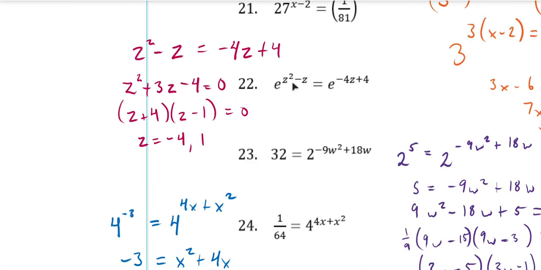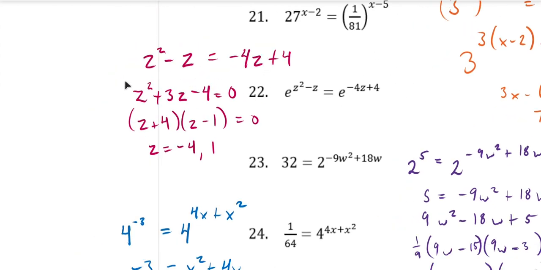For number 22, we have something in terms of z's, but since the bases are the same, we can just start by equating the exponents. That gives us a polynomial to solve, which we do by bringing things over to one side, setting it equal to 0, and factoring. This gives me z equal to -4 or +1.